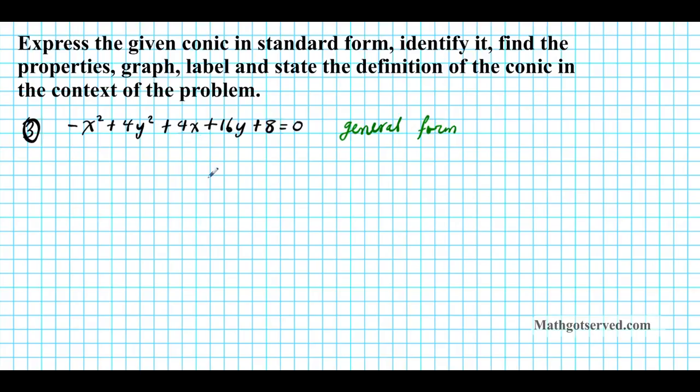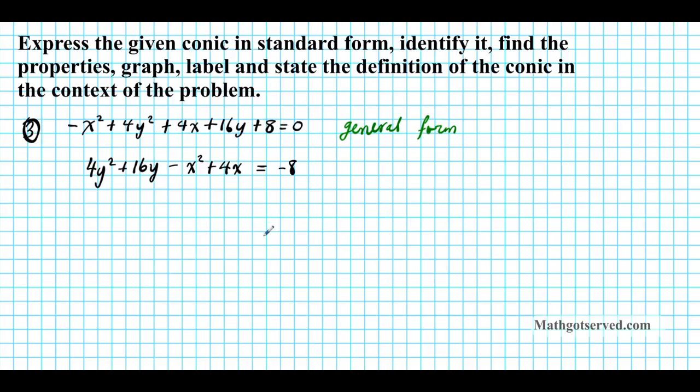So let's collect variables together. Now you notice that the leading term in the x world is negative x squared, so I'm going to move it back and put the y in front since it's positive. So I have 4y squared plus 16y minus x squared plus 4x. Okay, I have the y's together and then the x's together, and then I'm going to subtract 8, move it to the other side because it belongs to neither the x nor the y world, so minus 8.